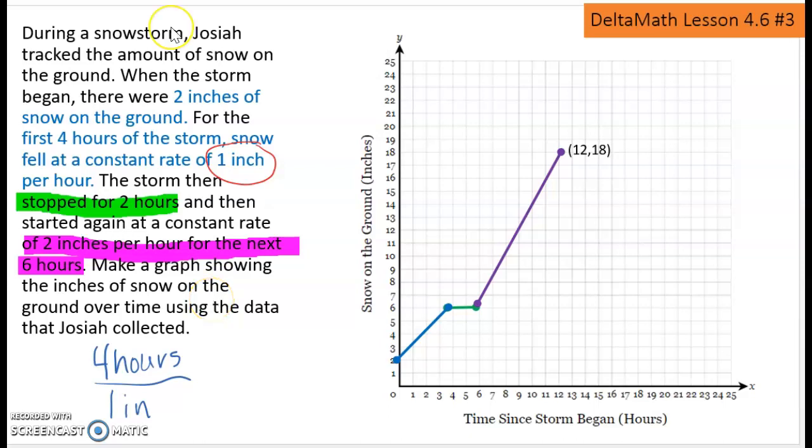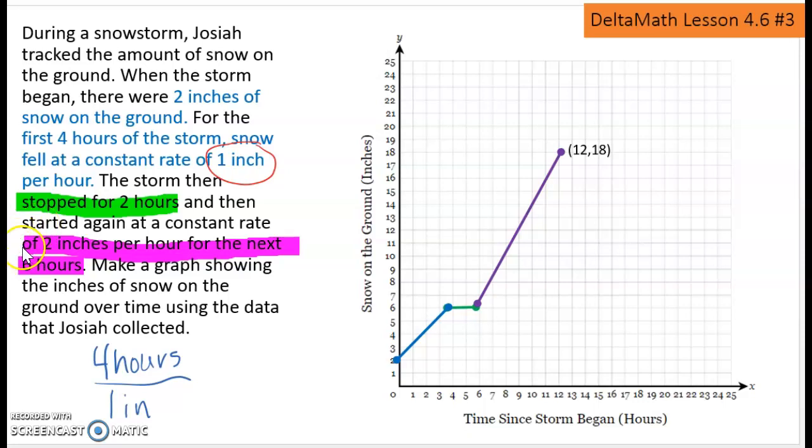Right, looks like my recording cut off right in the middle of that problem. So going back to the storm, then it stopped for 2 hours. That's where you have a zero slope. It is just steady as time passes, but the amount of snow does not increase. So then we come over to the next section.